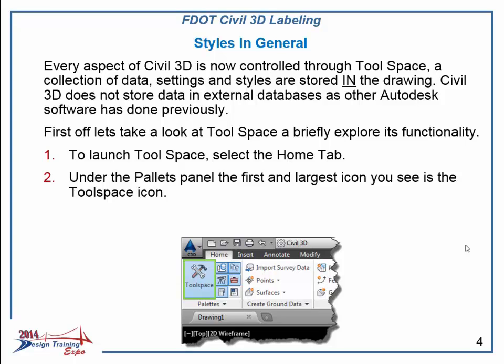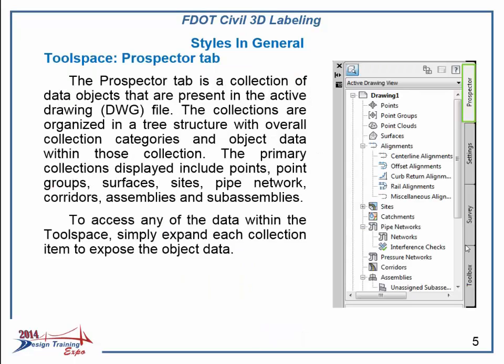To get to the Toolspace and explore some of the styles in your drawing, go to the Home ribbon, and in the Palette section, you will find the Toolspace icon. Once the Toolspace is launched, you will notice a set of tabs on the right. The Prospector tab is a collection of data objects that are present in the active DWG file. The collection of objects are in a tree-like structure with an overall collection category and object data within those collections.